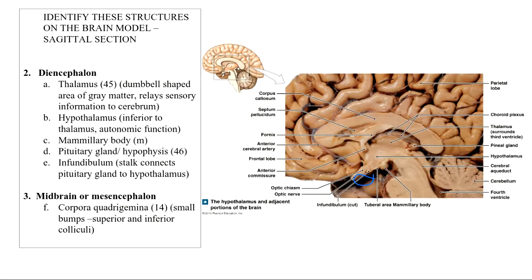Corpora quadrigemina, again, we went over that in lecture. It was a significant part of the midbrain or mesencephalon that we talked about, and that's basically right here. It has two essentially bumps, a superior and inferior portion. We call them the superior and inferior colliculi, and those portions regulate sort of reflex responses from our head, neck, and shoulders to either a visual or auditory stimulus, as we went over in lecture.